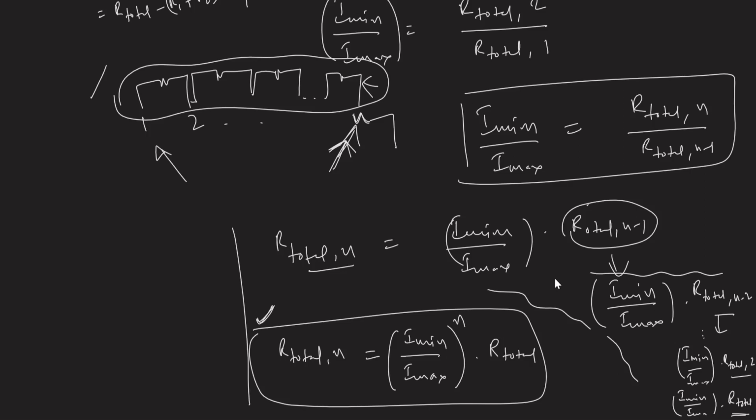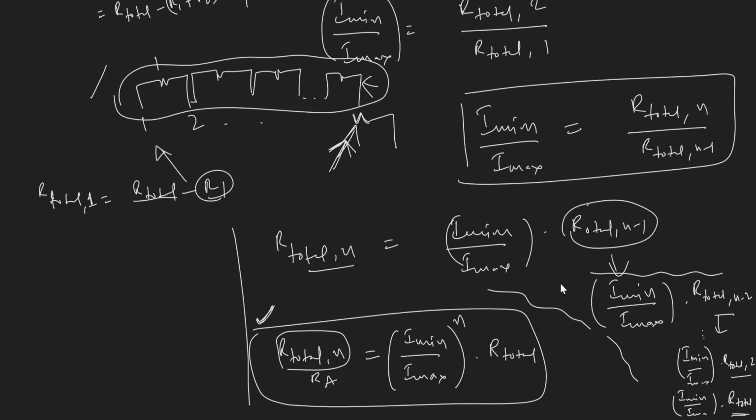Now what is R total n? R total n is simply Ra. What is R total 1? R total 1 is equal to R total minus R1. Total means R1, R2, R3 plus Ra. Now I am defining R total 1 as R total minus R1. I am removing the first sectional resistance.